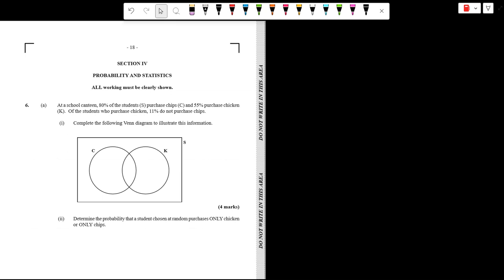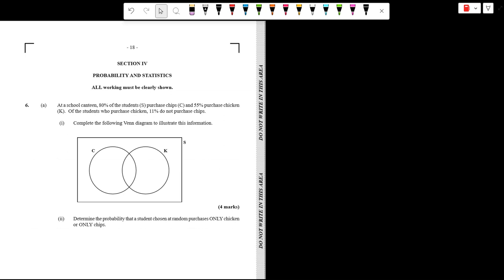Now, these two events are what we call mutually exclusive. What exactly does that mean? It means that they cannot occur simultaneously. So what does this mean? If a student purchases only chicken, obviously they can't purchase only chips. So it's either or. And so these are said to be mutually exclusive. And so if we can say that, how do we express this?